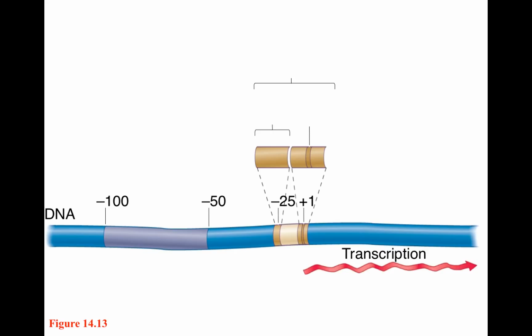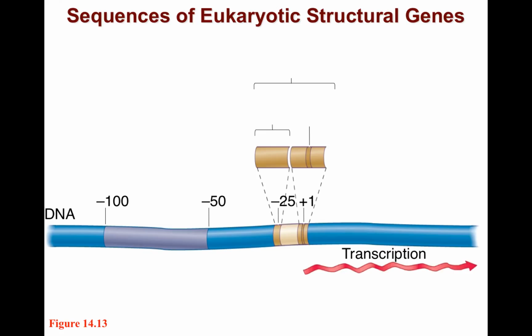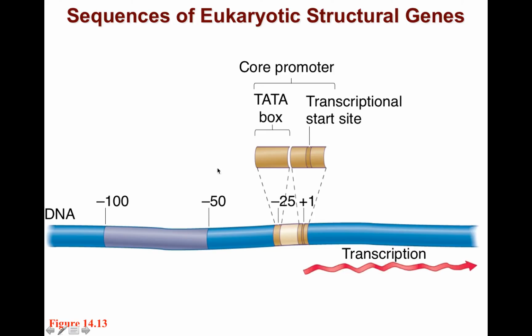Okay, so how does the promoter region of a eukaryotic gene differ from a prokaryotic gene? They have similar organization of elements, but there are distinct differences. So the core promoter has in it a TATA box, which is similar to the -10 region, and it also has a lot of other upstream sequences that help to regulate the binding of RNA polymerase at the core promoter. Here's where the transcriptional start site is.